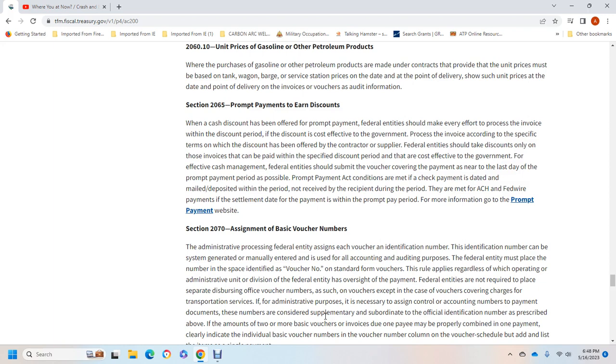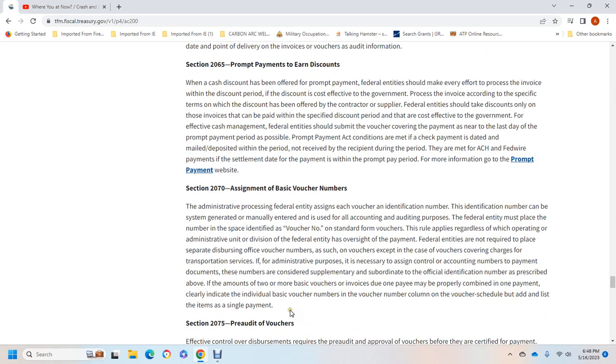Federal entities are not required to place, subject to the disbursing officer, the voucher number as on the voucher, except for the case of the vouchers covering charges of the transportation. Subject to the administrator, the person necessary to assign control of the accounting number of the payment, document these numbers for the supplementary awarded with the other two official identification numbers prescribed above. These amounts for two basic vouchers, the invoice due for the one paid, may properly be combined in one payment to clearly indicate the individual basic voucher number, the column of the voucher schedule for the add and list for the items of single payment.